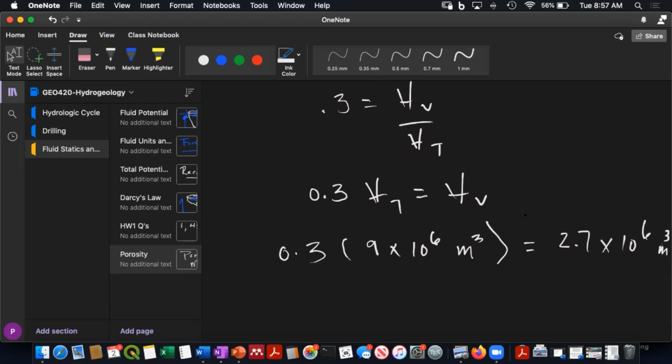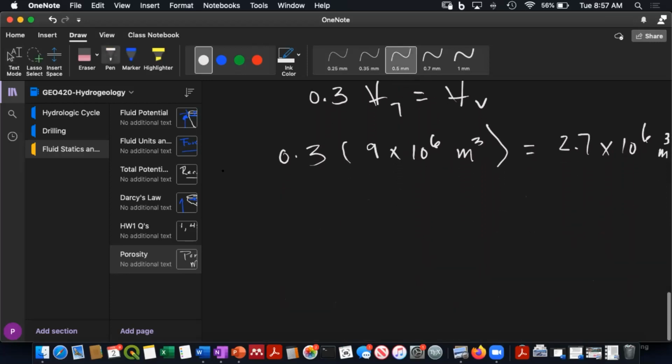Okay, so porosity is not the same throughout the earth. All right, top tip. So what do you think controls it? Well, let's first of all just talk about some types of porosity.